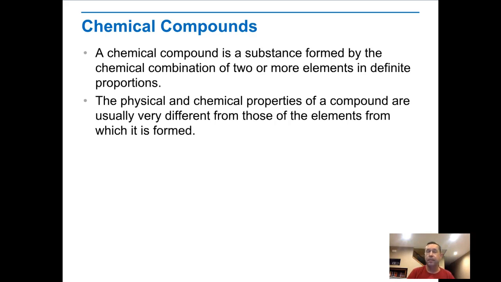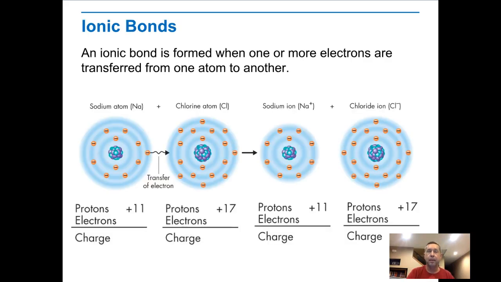For instance, water, H2O, is a liquid at room temperature, whereas the two components, hydrogen and oxygen, are gases at room temperature. They're held together by one of the two types of chemical bonds that we're going to talk about. One type of chemical bond, ionic bonds, are formed when electrons are transferred from one atom to another.